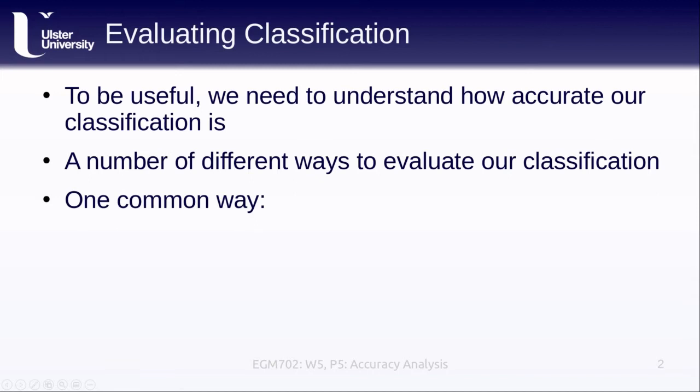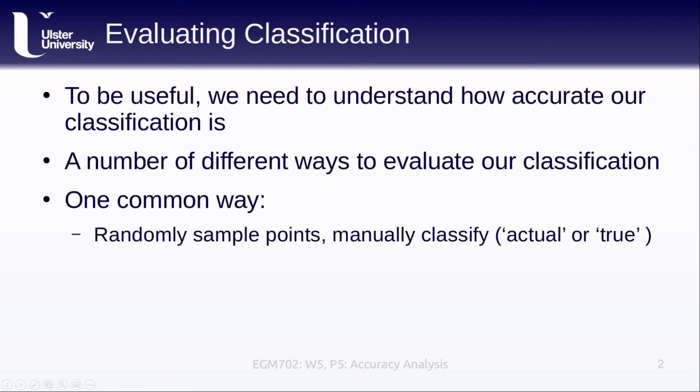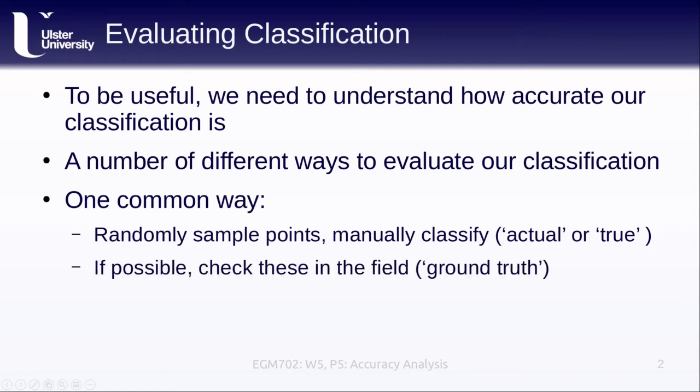Perhaps the most common method works as follows. First, we take a random sampling of points within our study area. Typically, we want to sample around 1-2% of the pixels in an image. We then look at each of these points and determine what class they should belong to. If we can, we might also go and check these points in the field in a process known as ground truthing. Finally, we compare the results of our manual classification with the results of the automated classification in order to determine the accuracy.